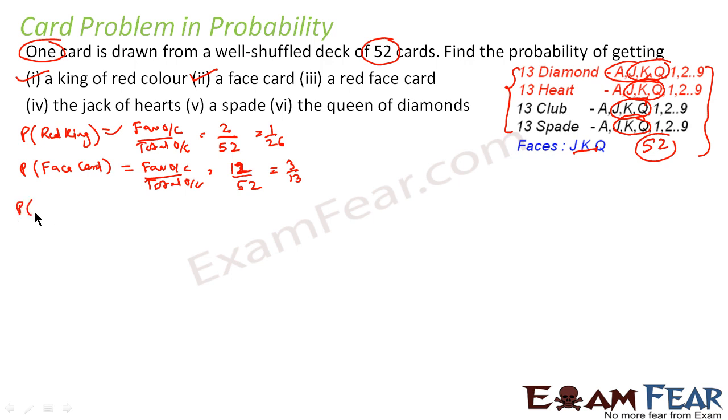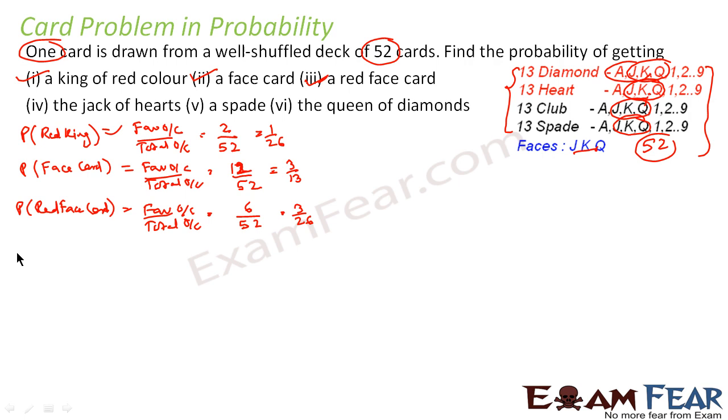Next is red face card. Here also same formula. Favorable outcome by total outcome. So what is the favorable outcome? Red face card. How many we have? JKQ here, JKQ here. We have 6 red face cards. That is 6. And total outcome is again 52. So this comes out to be 3 by 26. So this problem is also solved.